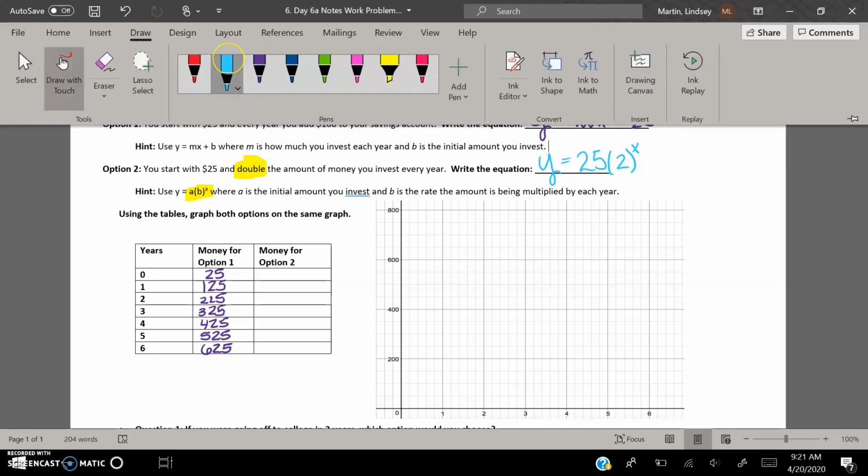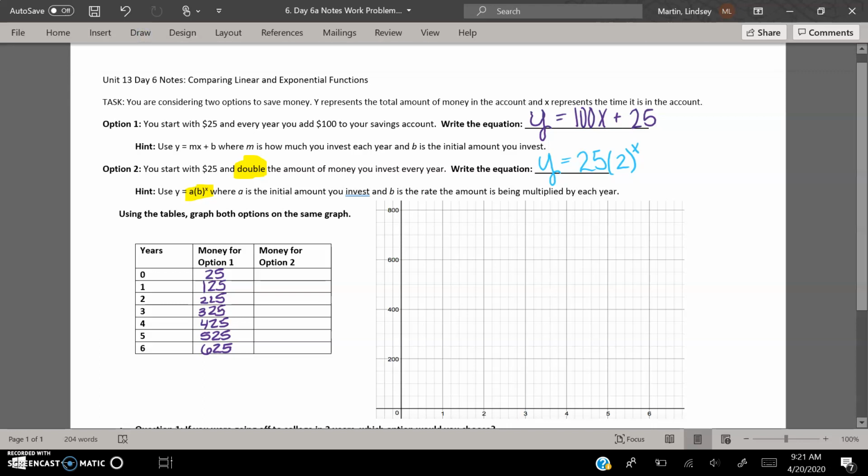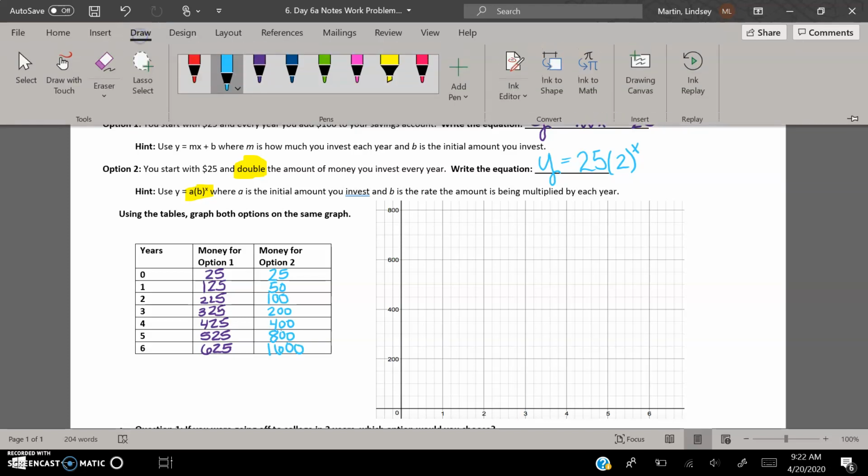Now we want to look at option 2. We started with $25 and we double every year. So after 1 year, we would double and be 50. 2 years would be 100. Double to 200. 400, 800, and 1600. And we'll go ahead and graph these.